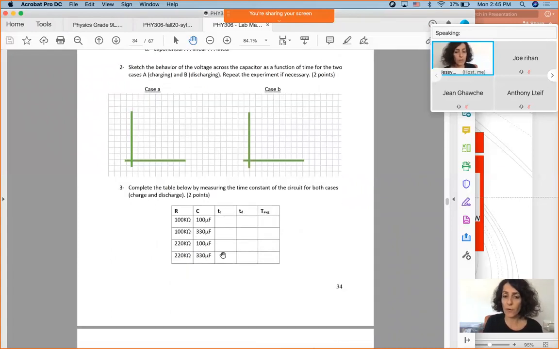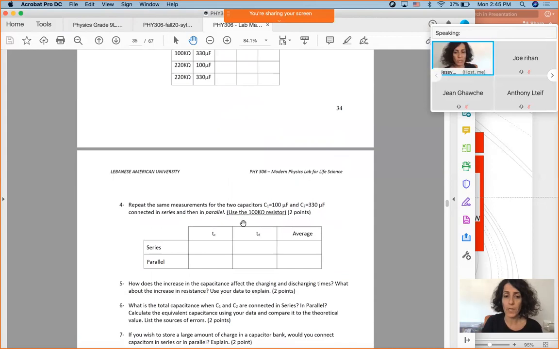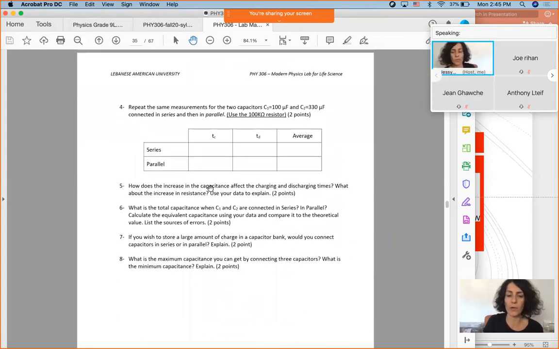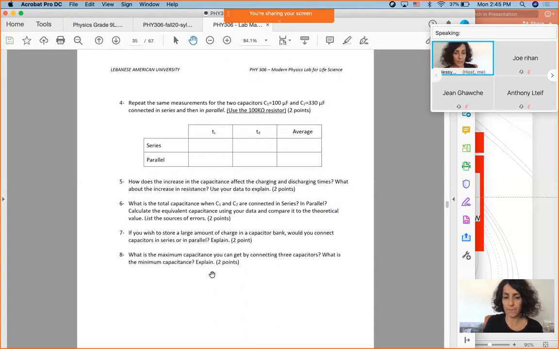I will give you tau for the charging, tau for the discharge. They will be a bit different. They shouldn't be different though. A bit different due to the fact that you have different sources of errors for different circuits. You can find the average of those to be able to do the discussion. You do the series and the parallel. You answer some questions. How does the decrease or increasing capacitors will affect tau? You will use your data to explain. Never say linear or proportional unless you prove it. And be careful with the explain, okay?